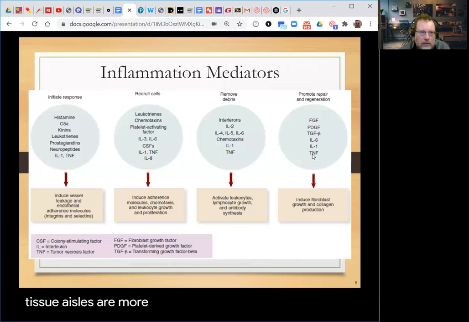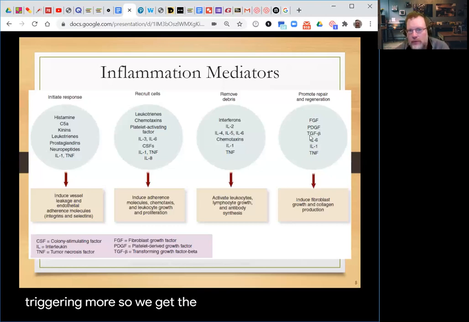ILs are more interleukins. Again, interleukins are going to help mediate and moderate what's going on regarding any type of pathogen invasion, potential chemotaxis, triggering more.